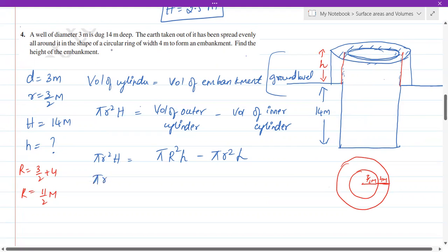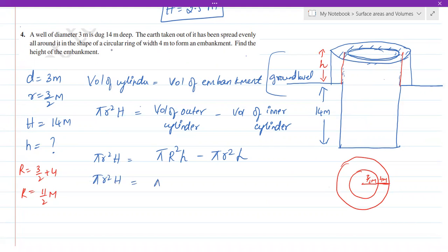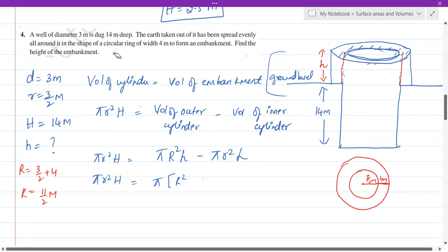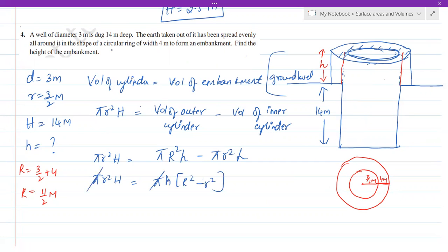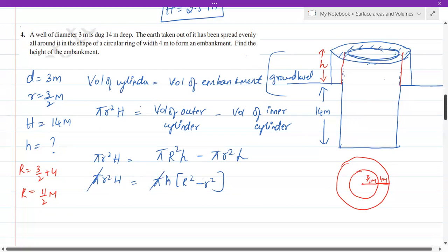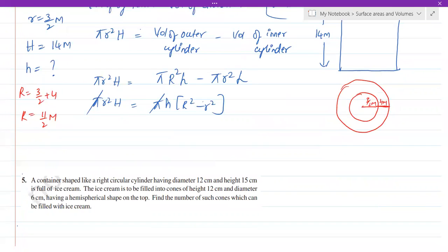So pi R square capital H. Here you can take pi as common, so capital R square H, or you can actually take pi H as common. So you will be left with capital R square minus small r square. Pi and pi get cancelled.